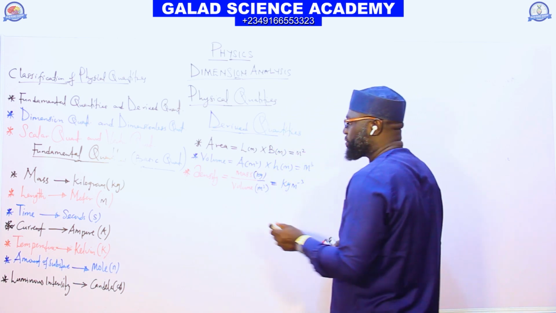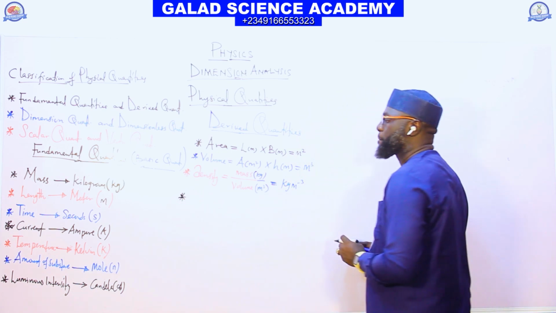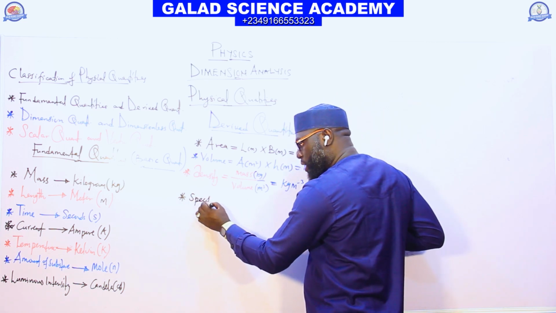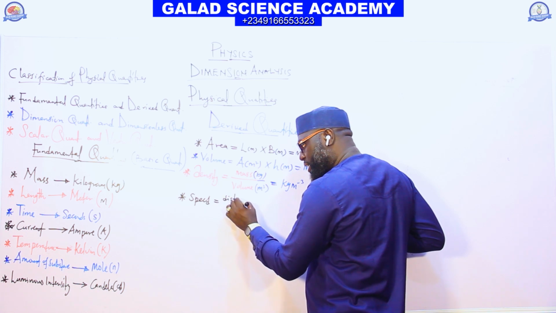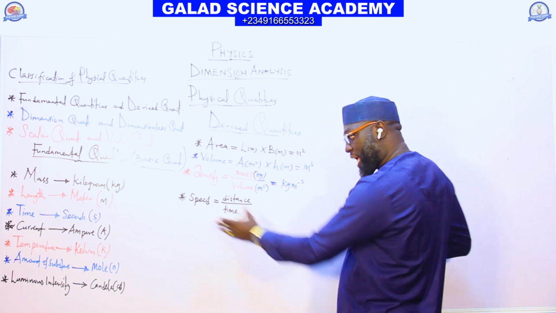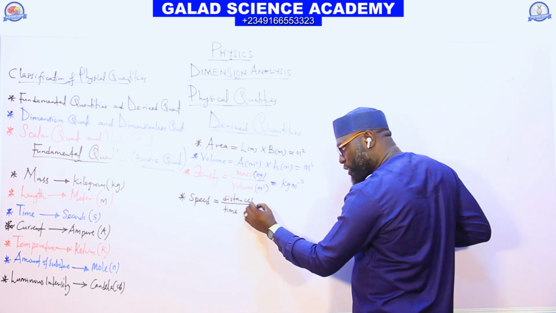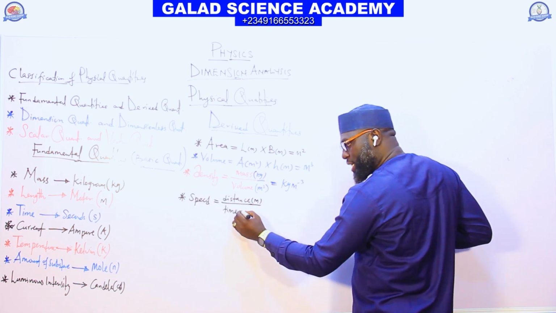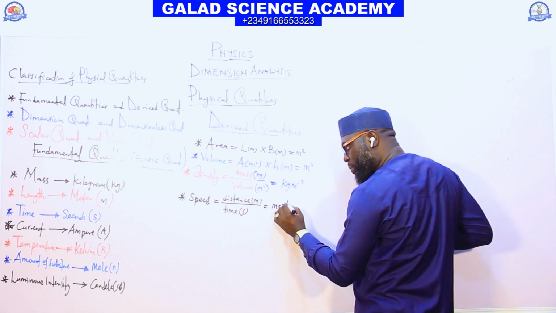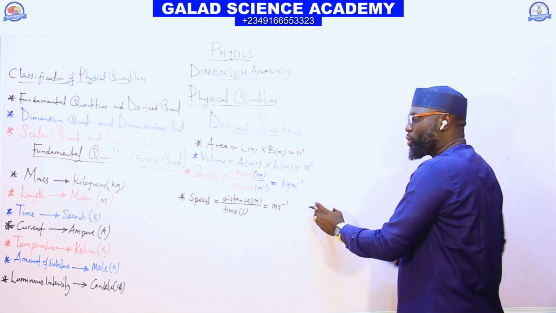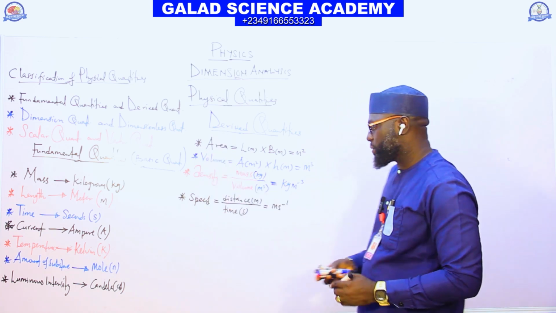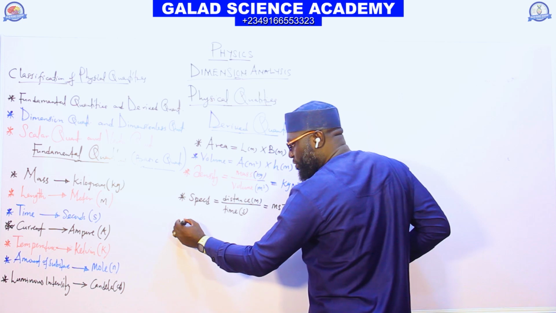The next one we have is speed. Let us look at speed. Speed is distance over time. That's the formula for speed. The unit for distance is meter. We know it is length. Unit for time there is seconds. We have meter per second. All these units, they are called derived units. All these quantities, we call them derived quantity.